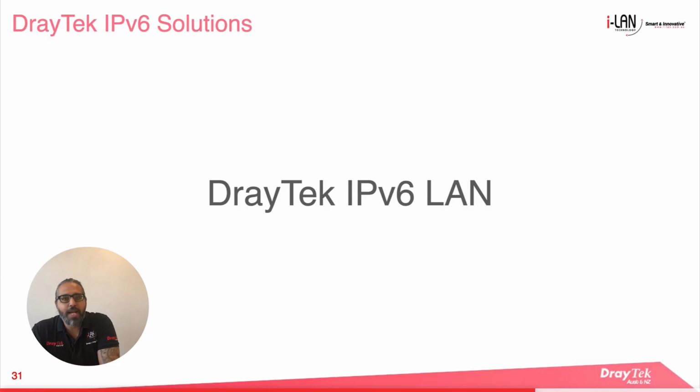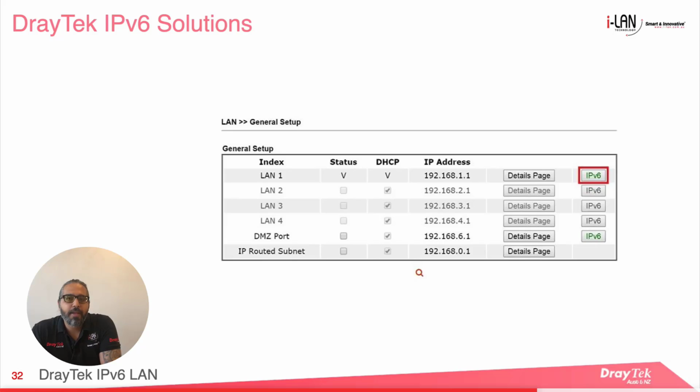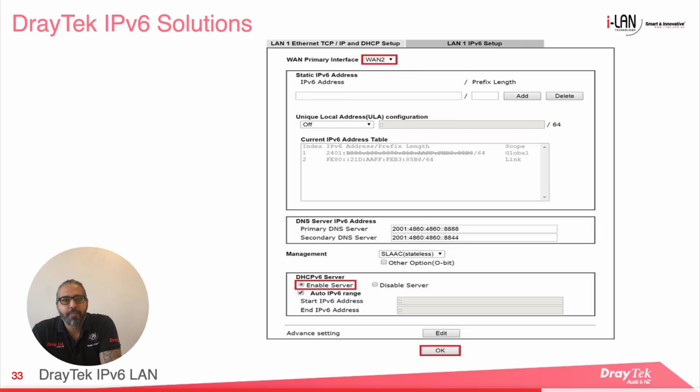Moving on to IPv6 LAN. Under LAN general setup in the router, we see that there is an option for assigning IPv6 addresses for LAN clients. We'll also need to select the WAN interface that has IPv6 service available, as well as DHCPv6 service.